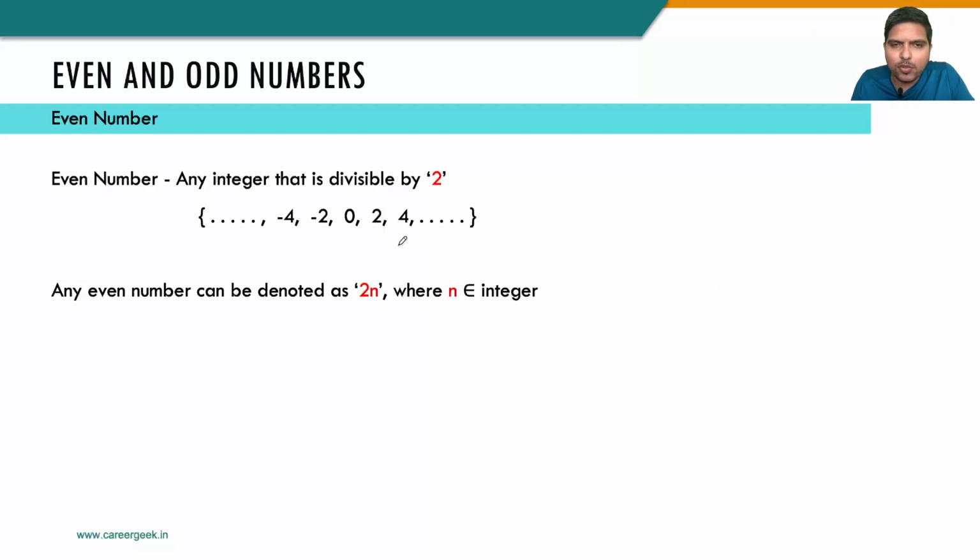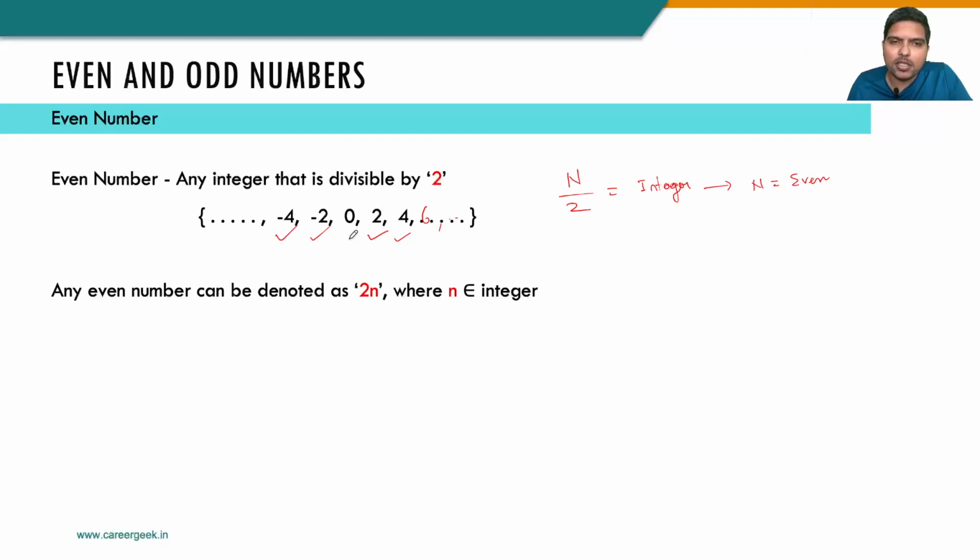So we know that 2, 4, 6, all of these are even integers. But the definition is any integer that is divisible by 2. That means if any number, let's say capital N, if you divide by 2, you get an integer, right? Divisible means you don't get a remainder. So you know that N is even, or it's just a multiple of 2. So when we say 2 is an even number, -2 is also even, 4, -4, and so on.